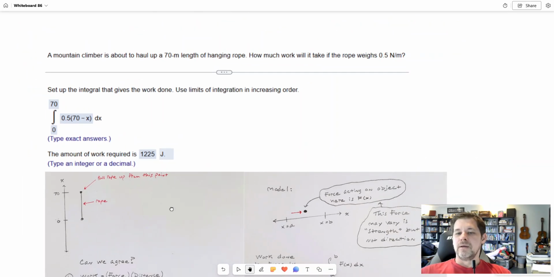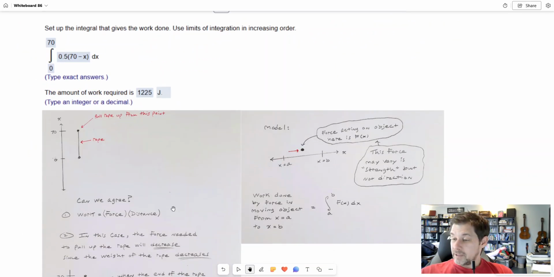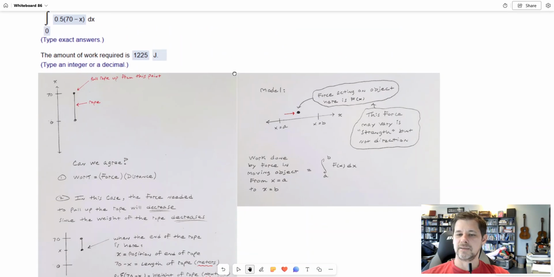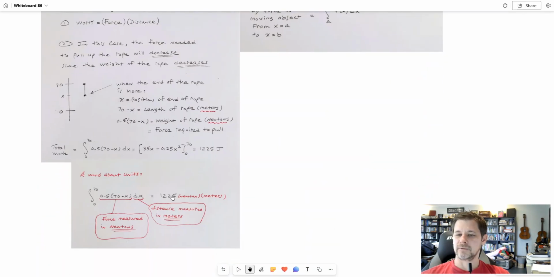Okay. So it could be different. It could be that they were telling us the rope is measured in feet, and the rope weighs so many pounds per foot. And in that case, this would all work out to be foot-pounds, okay? Another unit of work. Okay, so that's it.